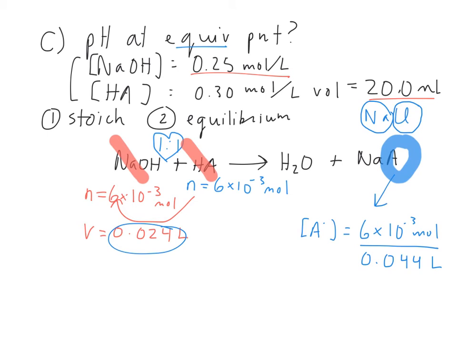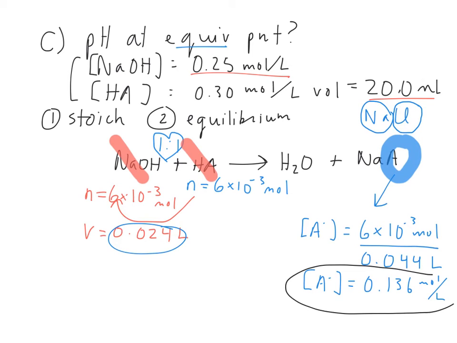So I'm going to calculate my concentration of my acetate. This is going to hop into your equilibrium, 0.136 moles per liter, okay? So we've dealt with the stoich part. I'm going to put this in an equilibrium system.